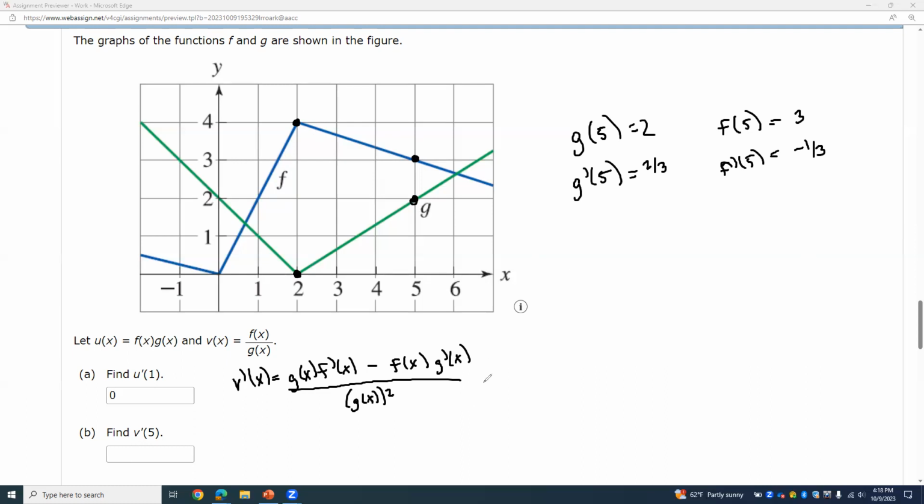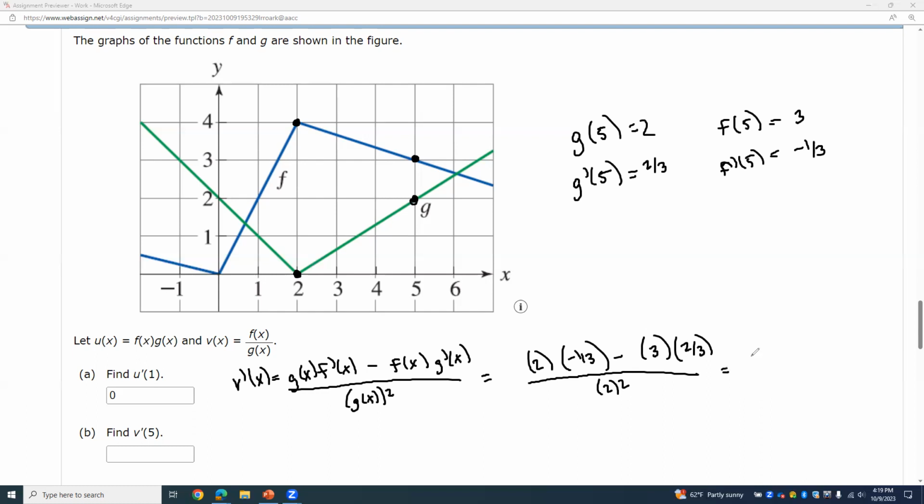Okay, so let's go ahead and try this out. The derivative at v of 5 would be g of 5, which is 2, times the derivative at f of 5, which is -1/3, minus, the negatives can get a little funky, f of 5, which is 3, times the derivative of g of 5, which is 2/3. And then this is all divided by g of 5 squared, which is 2 squared.